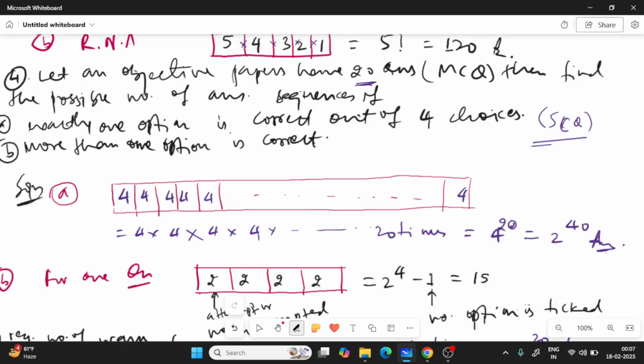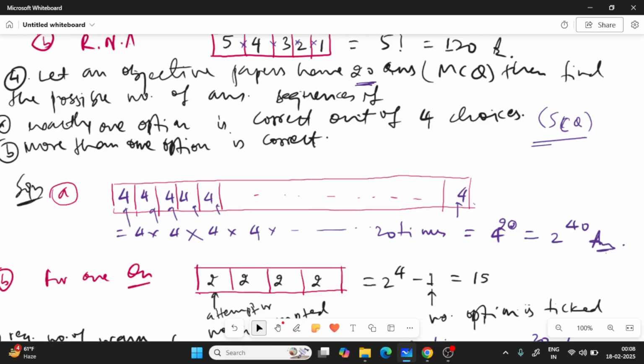So as you know, every question can be answered in four different ways, since every question has four options. So the total number of ways of answering the question would be 4 into 4 into 4, and since 20 questions are there, it would be for 20 times. So it is nothing but 4 to the power 20, which can be rewritten as 2 to the power 40. So this is the required answer.